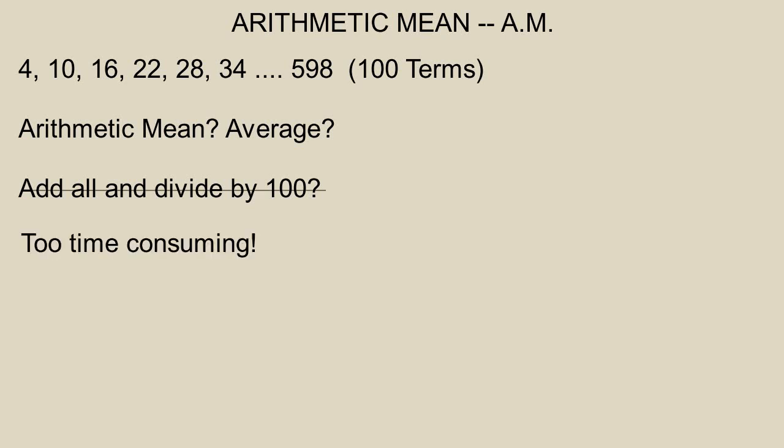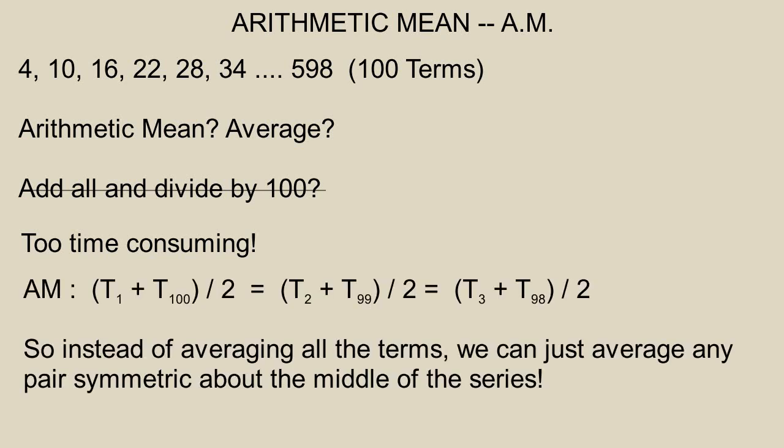So for arithmetic progressions, the mean for symmetric terms is the same throughout the series. Now what do I mean by that? I mean the first term and the last term, the second term and the second last term. The means of all these is the same. In this case it's 301. Now this is pretty important. This symmetry is crucial when you're solving sums.